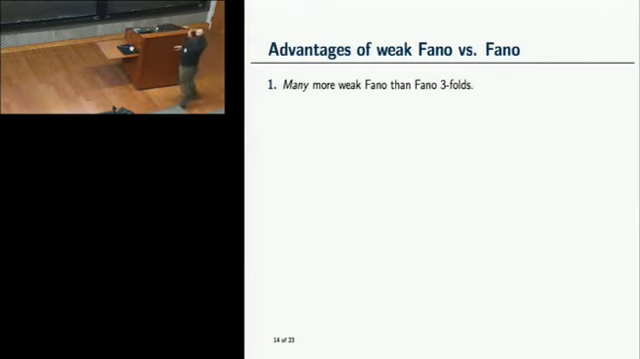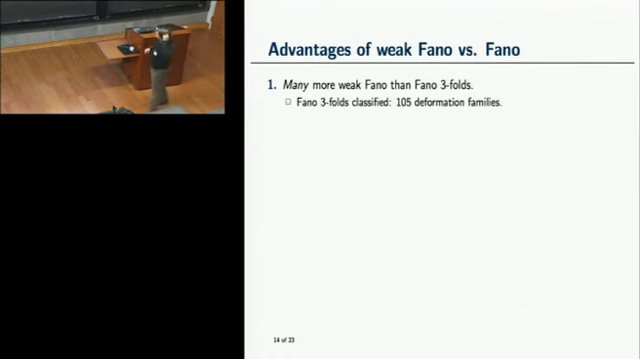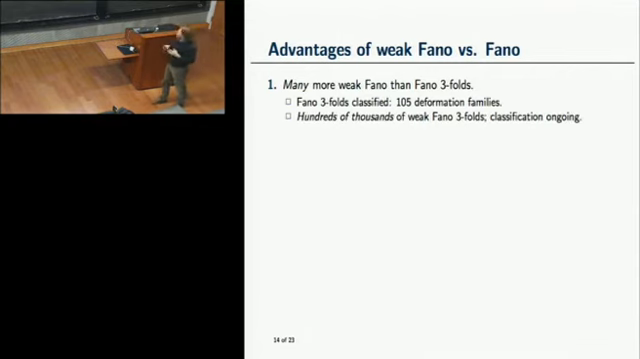So first of all, there are many more weak Fanos than Fano threefolds. So let me just quantify this. The Fano threefolds up to deformation are completely classified. There are 105 deformation families. This was established as an outgrowth of the minimal model program. There are at least hundreds of thousands of deformation classes of weak Fano threefolds. And the classification for those is not surprisingly still ongoing.